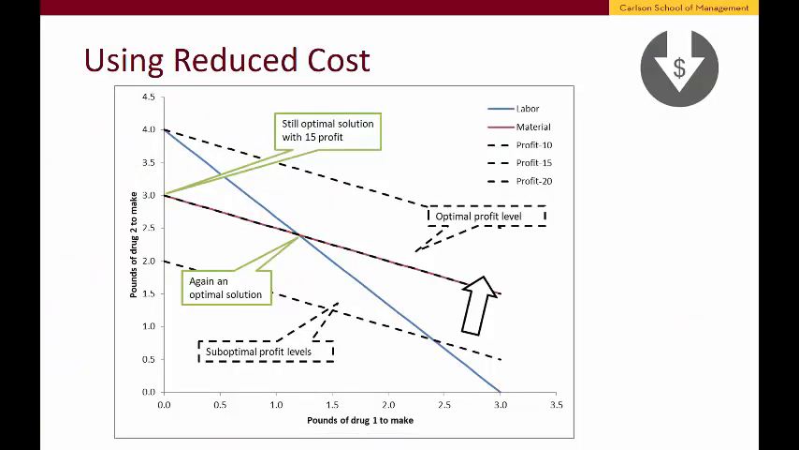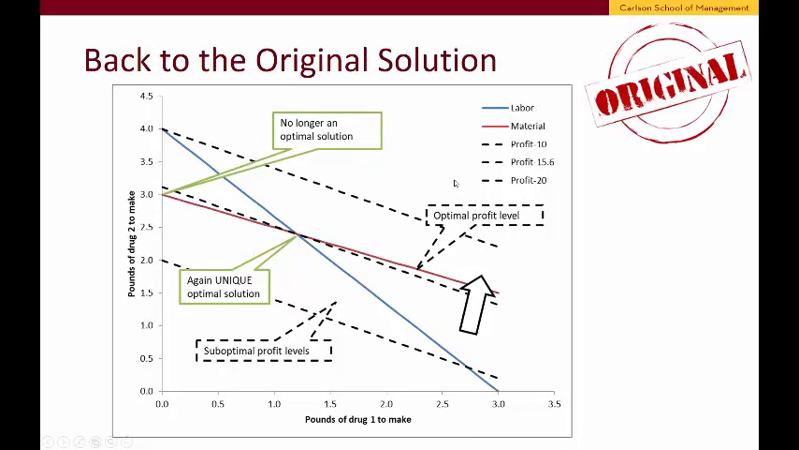I believe, on this slide. On this slide, which is showing again the unique optimal solution as 1.2, 2.4, and that optimal profit contour of $15.60, just like here. And this is a good place to pause.